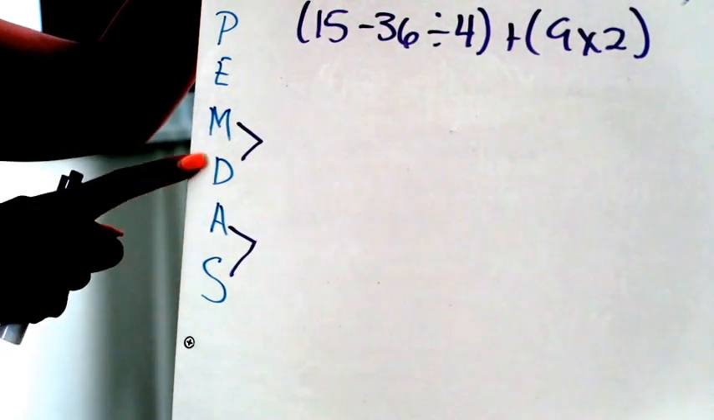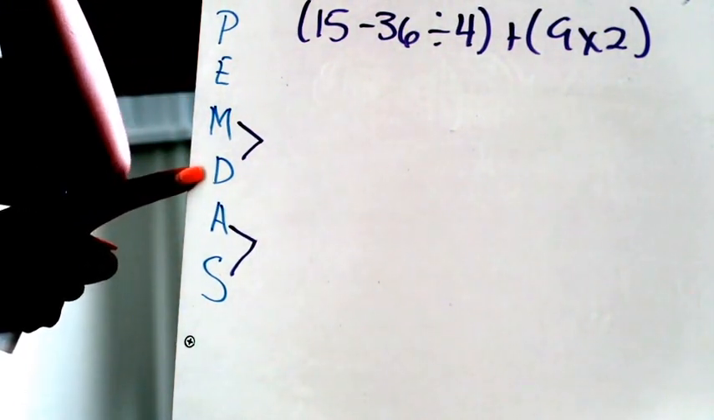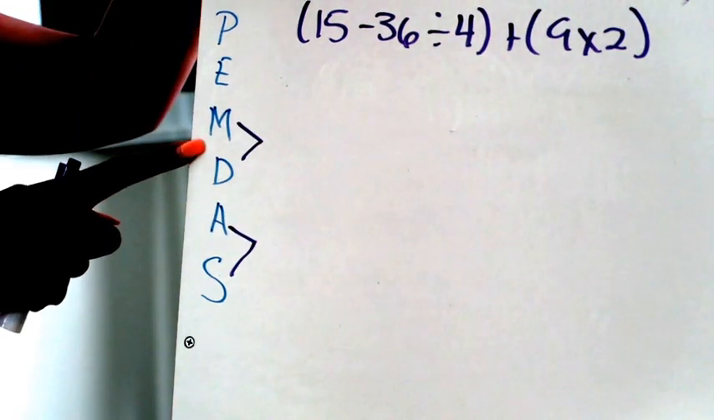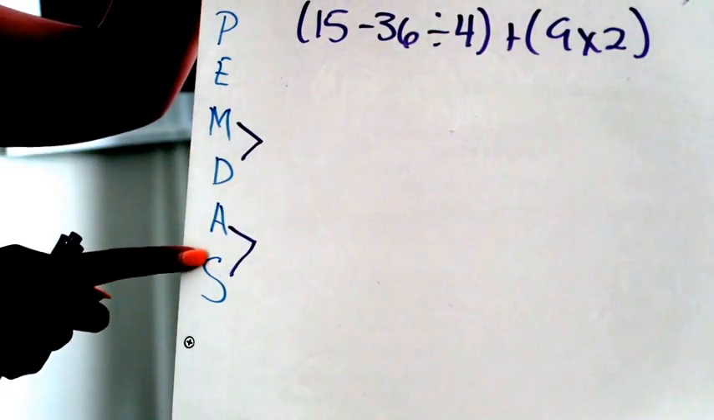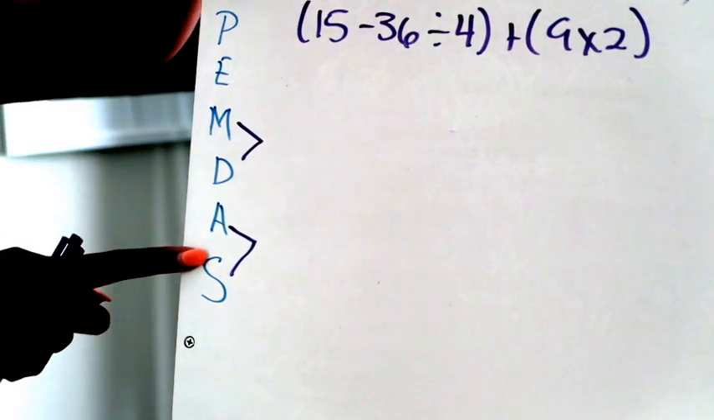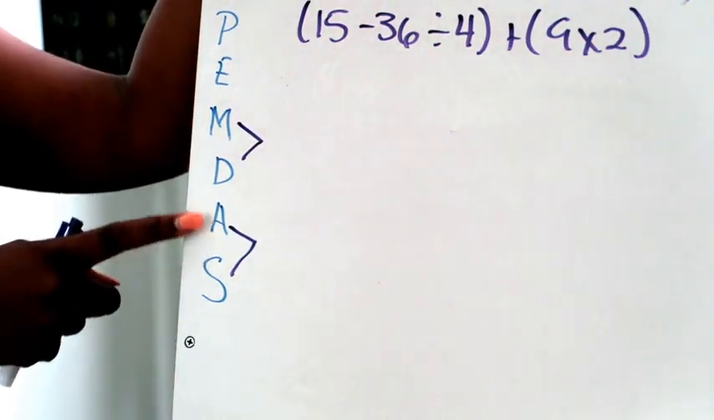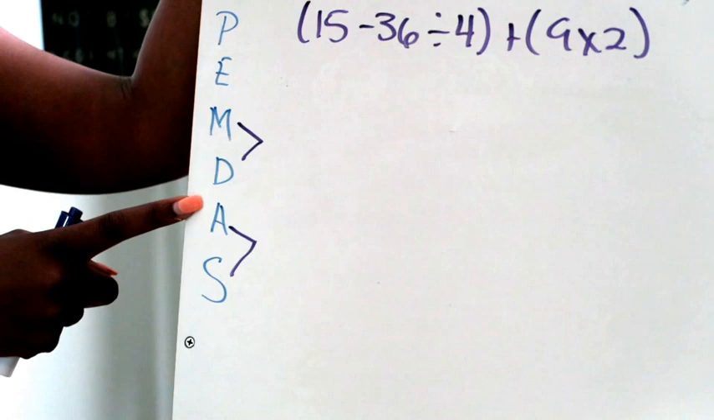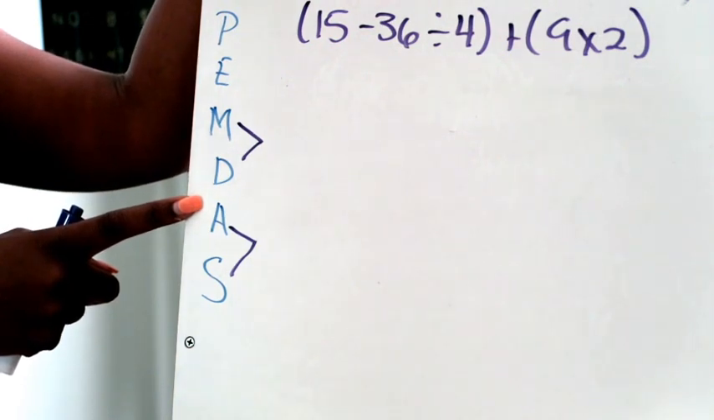So the way I try and help students remember is I tell them multiplication, division, and addition, subtraction, they're like two peas in a pod. They're BFFs, they're friends. They don't care who goes first as long as they're together. So just keep that in mind.